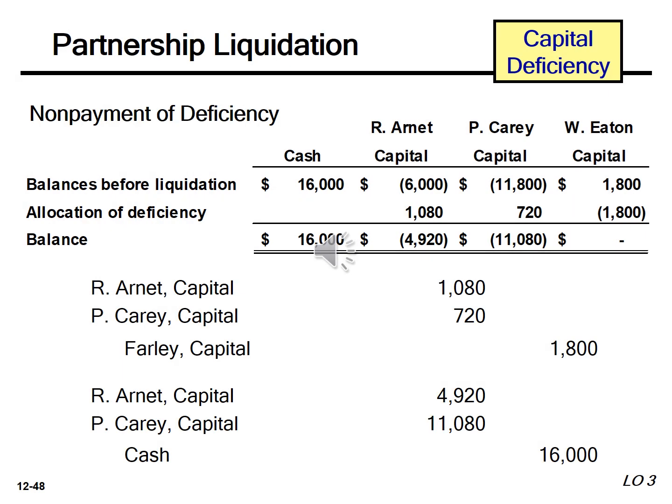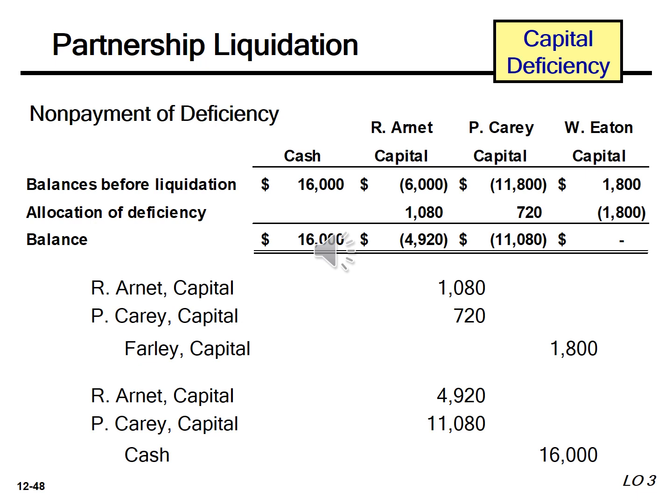The 1,800 collected from Eaton is going to be allocated to each of the other two partners as follows. Carey is going to get $720 and Arnett is going to get $1,080. And with this, we're going to get the following balances. Eaton's capital is going to be closed. The cash remains at 16,000, but Arnett's balance is going to change to 4,920, and Carey's balance is going to become $11,080 after deducting the 720.